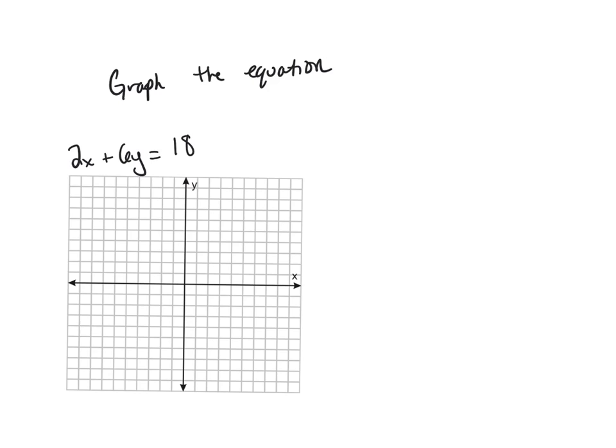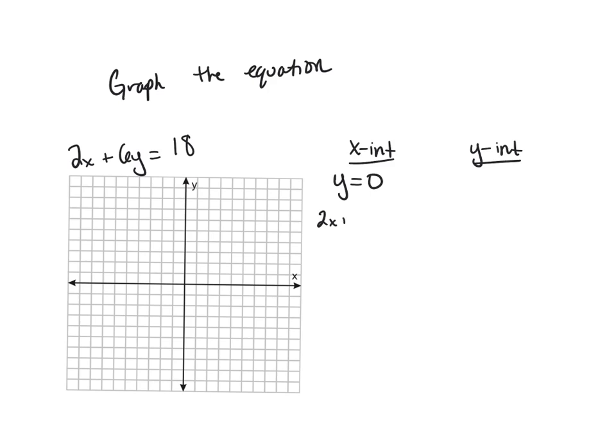Graphing these, you could solve for y, and that would be perfectly fine. We're going to talk about how to graph, though, if we're just using standard form. And so remember, the first thing we need to do is find our intercepts, so our x-intercept and our y-intercept. Remember, x-intercept is when y equals 0.